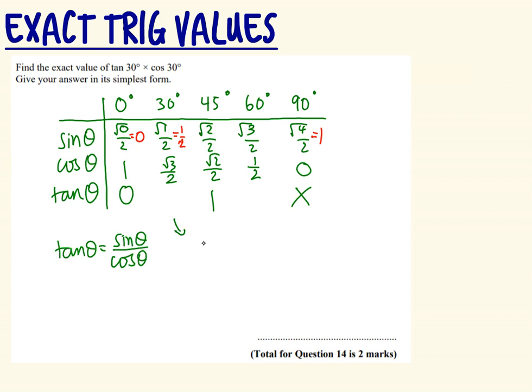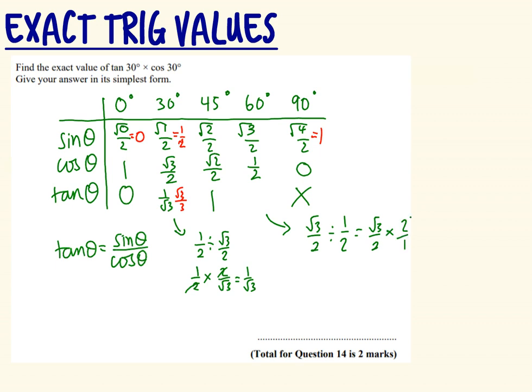For this one here, sine over cos, so it's 1/2 divided by root 3 over 2. Keep change flip, so 1/2 times 2 over root 3. Cross cancel, we get 1 over root 3. So it's 1 over root 3. If you rationalise that, that's root 3 over 3. Okay, and then we could do the same for this one. Root 3 over 2 divided by 1/2, which is root 3 over 2 times 2 over 1. Cross cancelling, we just get root 3.